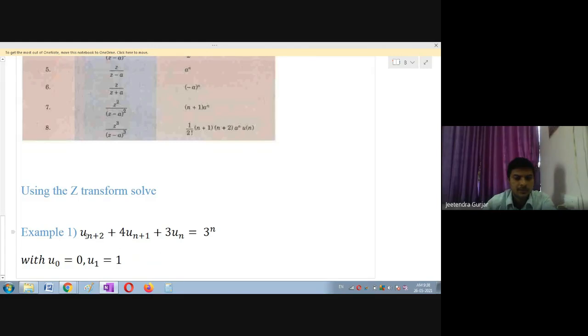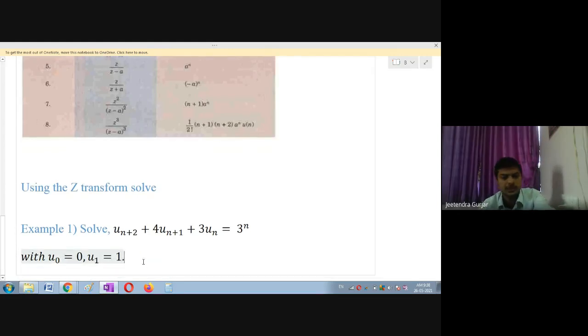Here they have very simply given: solve u n plus 2 plus 4 u n plus 1 plus 3 u n is equal to 3 raised to n, with u naught is equal to 0, u1 is equal to 1, students. So very simple they have made it. When they give u naught is equal to 0 and u1 is equal to 1, 50% of your work is completed right here. Now you are going to substitute these values, friends. So please remember this formula.